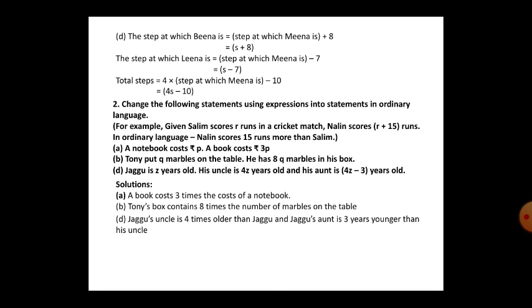Jaggu is z years old, his uncle is 4z years old, and his auntie is 4z minus 3 years old. See, Jaggu's uncle is 4 times older than Jaggu. You know that Jaggu is z years old, so his uncle is 4z, means 4 times Jaggu's age, and Jaggu's auntie is 3 years younger than his uncle.